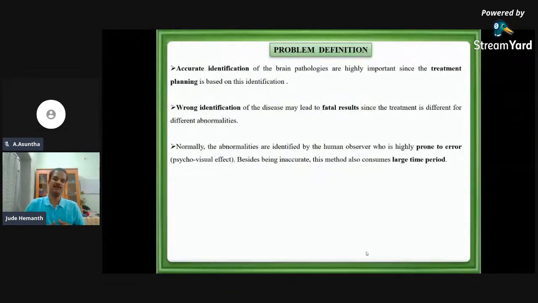So we need a system which is completely unbiased towards the process. For that, we go for an automated system. Besides being inaccurate, this method also consumes a large time period. They will be asked to take many tests, then scan, and you have to wait. Everything is there, right? So why don't we have an automated system which can improve the accuracy and reduce the convergence time? That is the main objective of using ANN for medical image analysis.